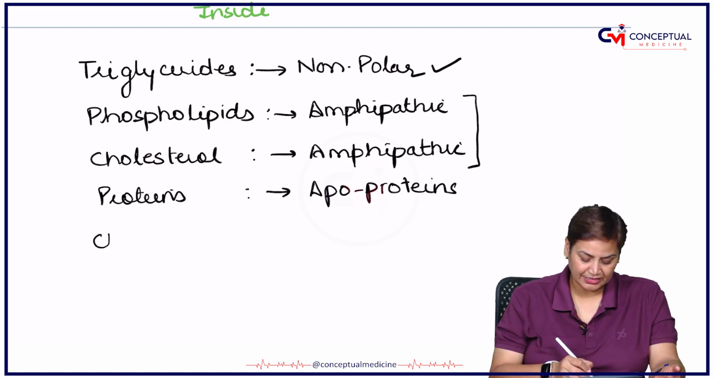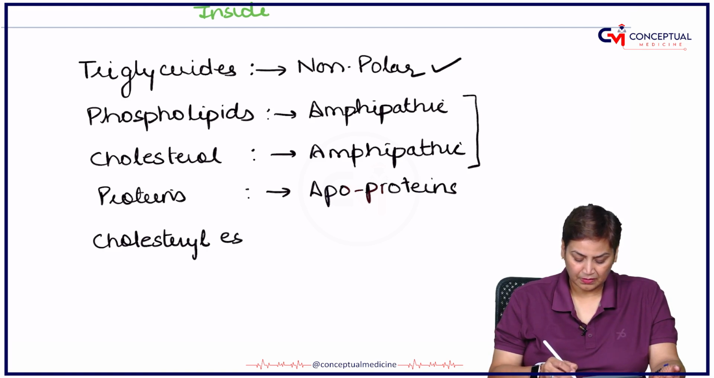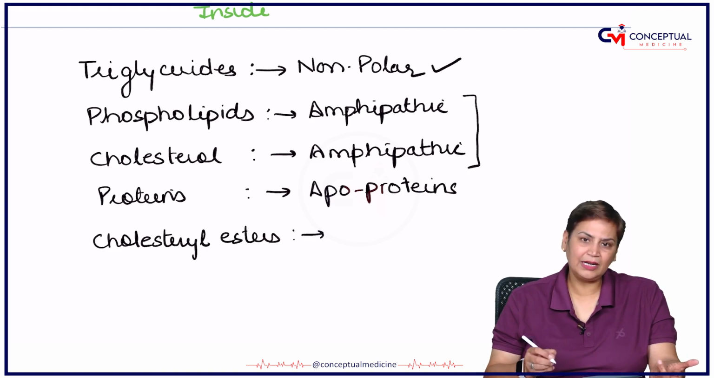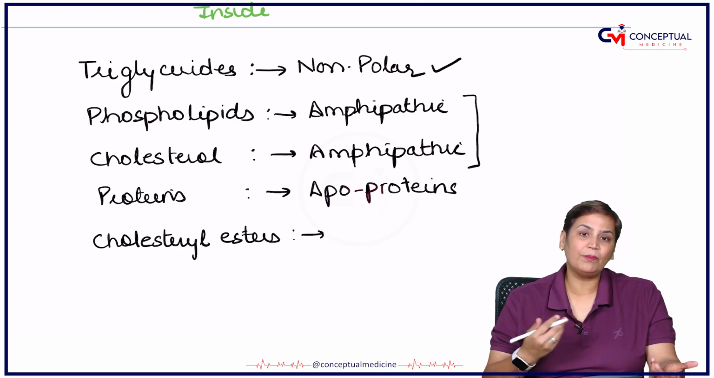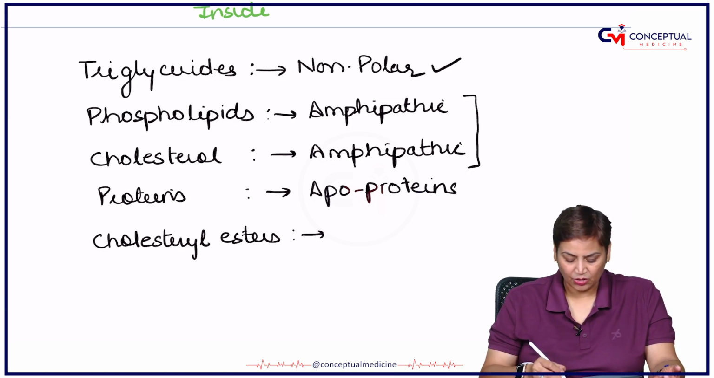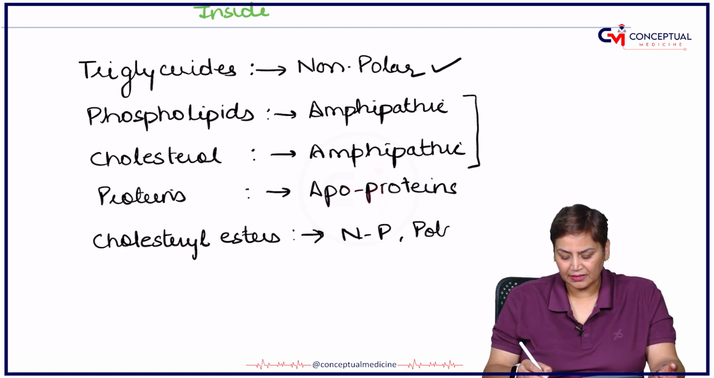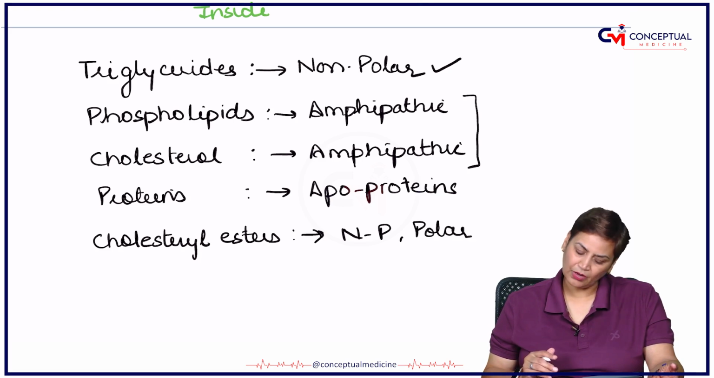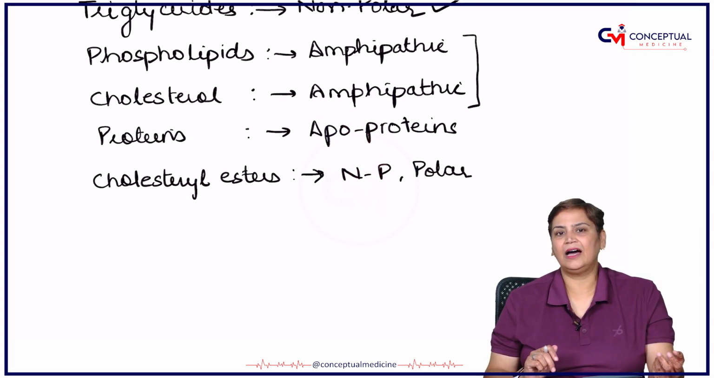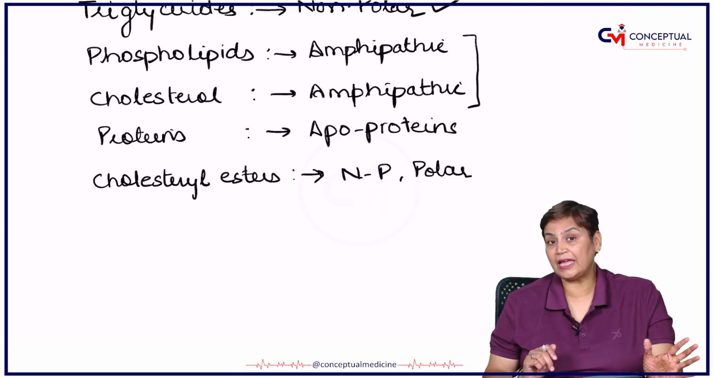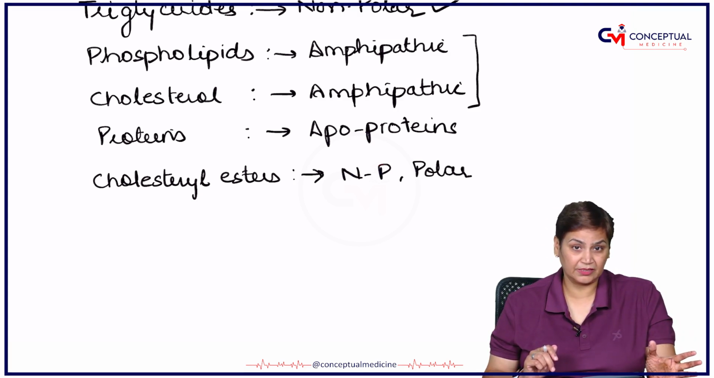And if we talk about cholesterol esters, they will also depend. Why do we have to make esters? There will be a change. So cholesterol is amphipathic, but the ester is just to make it move. So it can be non-polar, it can be polar also, depending again upon the composition. Okay. So depending upon this composition, there are basically 4 types of lipoproteins.